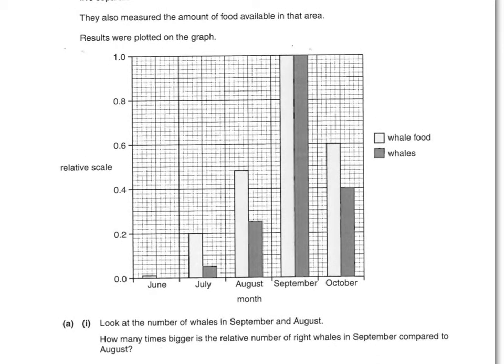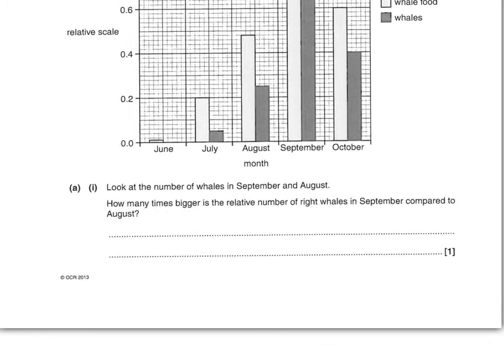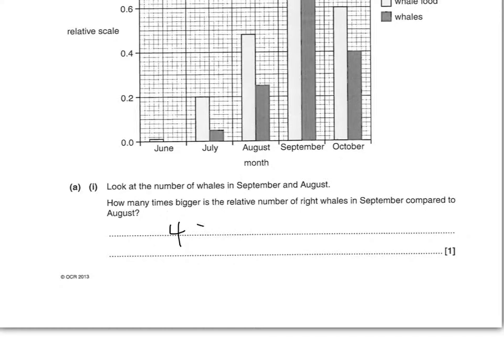So, August, you can see that the number of whales is about 0.25. It's between 0.2 and 0.3, so it's 0.25. Remember, the whales are the grey one. And then in September, you've got 1. So 1 is 4 times as many as 0.25.